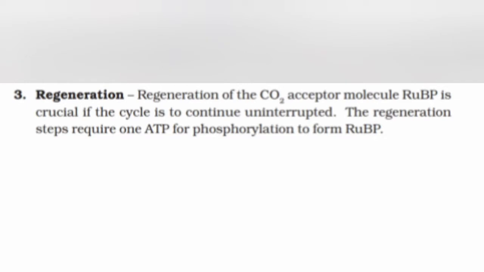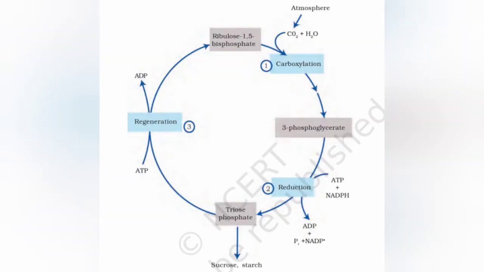Regeneration, the last step, in which the carbon dioxide acceptor molecule RuBP is crucial if the cycle is to continue uninterrupted. So it is recycled. For uninterrupted cycles, the regeneration steps require 1 ATP for phosphorylation to regenerate the RuBP. So in all, 3 molecules of ATP and 2 molecules of NADPH are required per cycle to fix 1 molecule of carbon dioxide. Here is the cyclic representation.